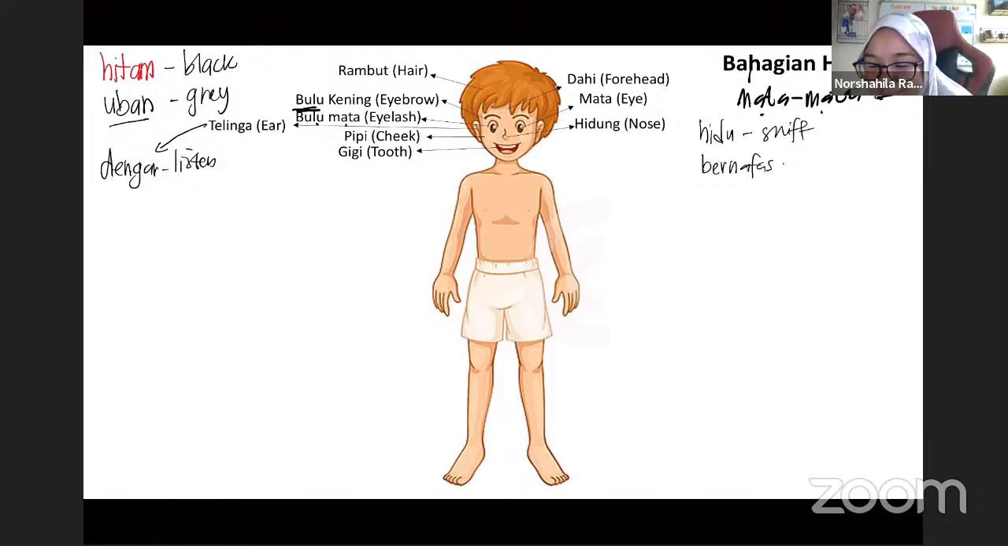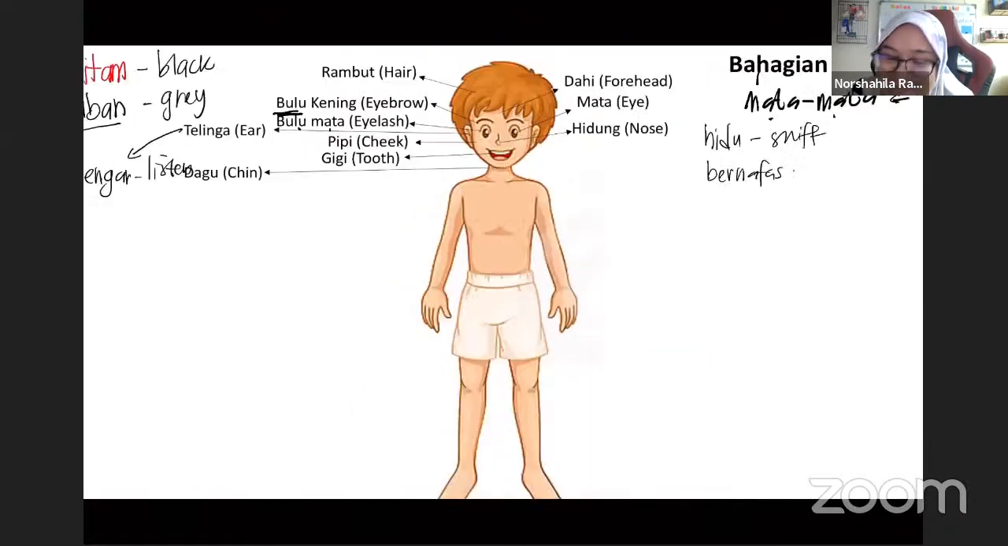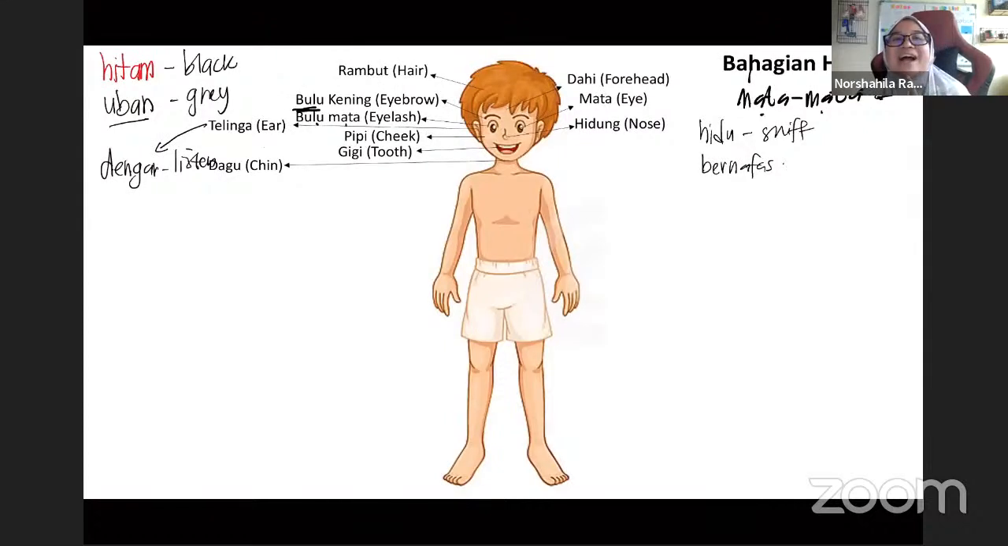Then this part, this part is dagu. Okay, a chin, dagu.